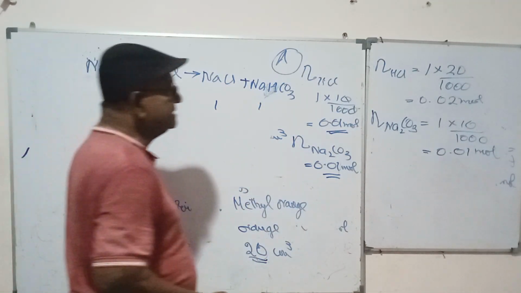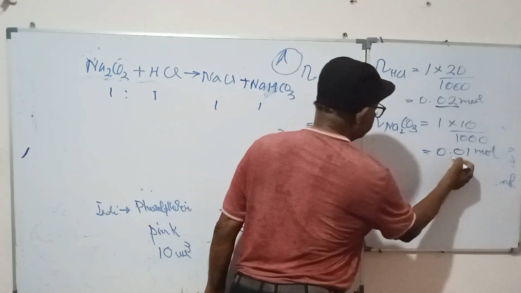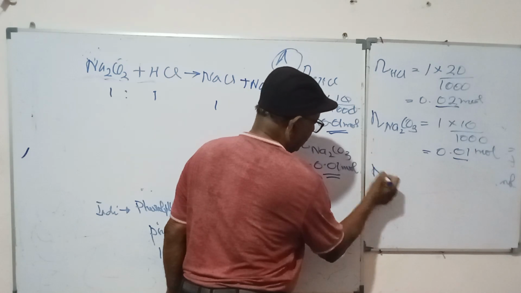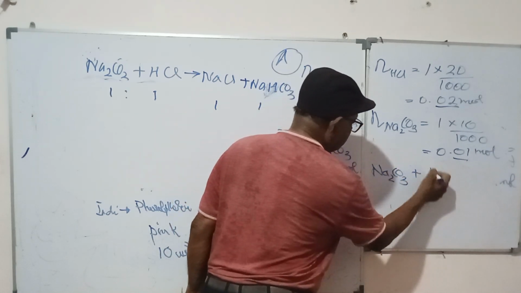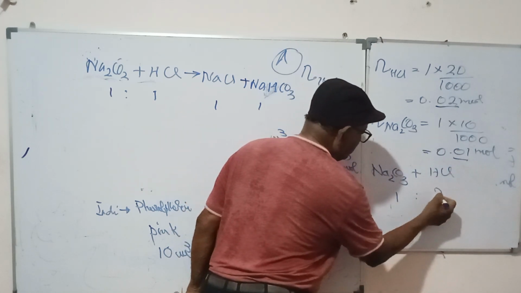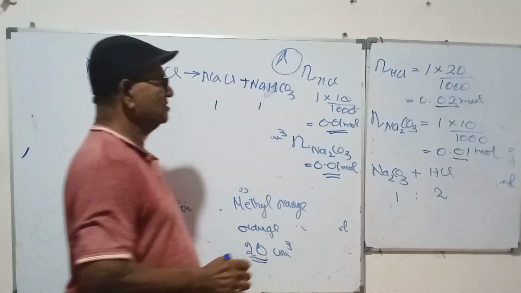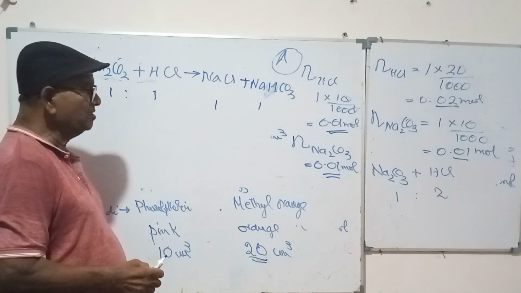So here 2 mole, 0.201. Na2CO3 plus HCl, they react in a 1:2 ratio. 1:2 molar ratio. This is the stoichiometry.